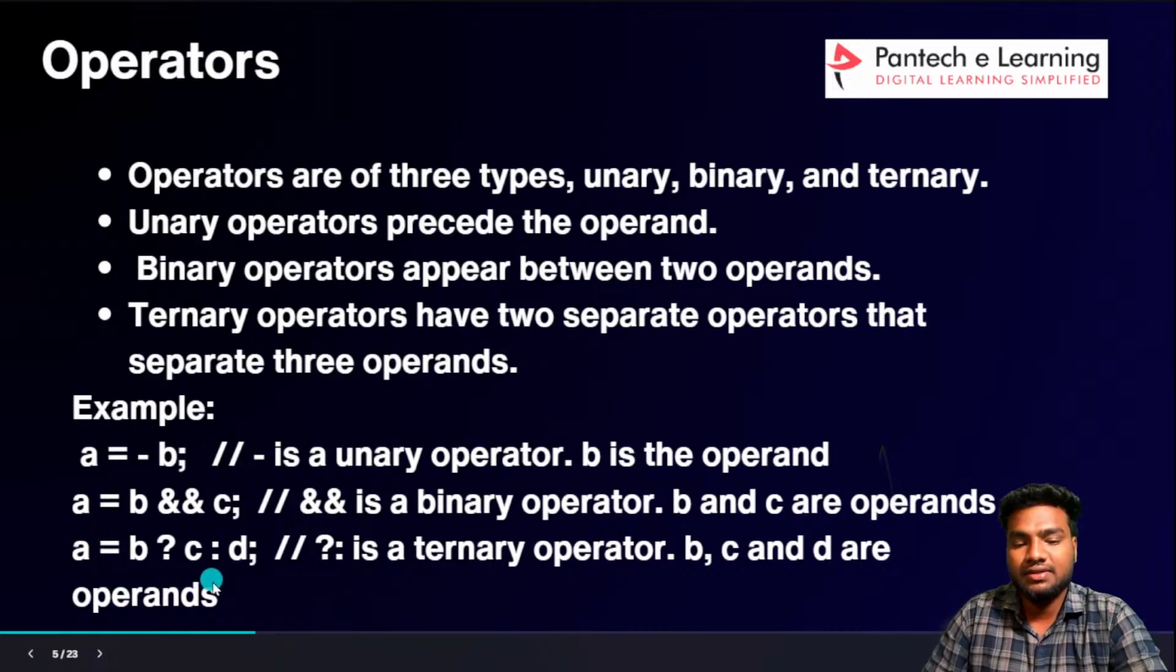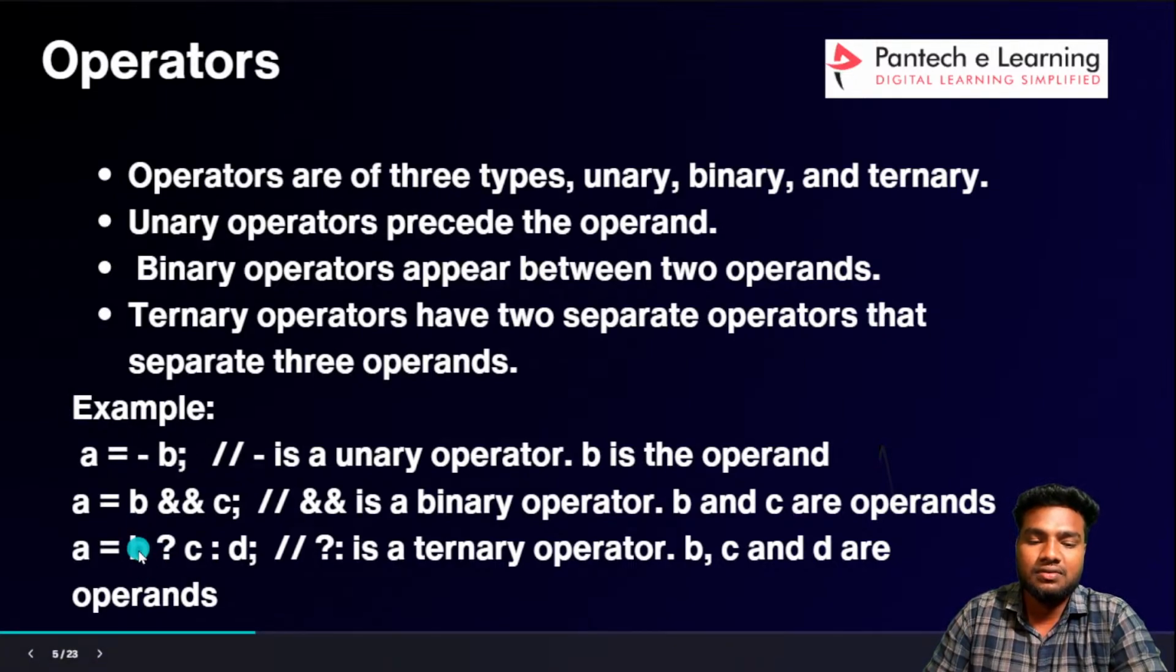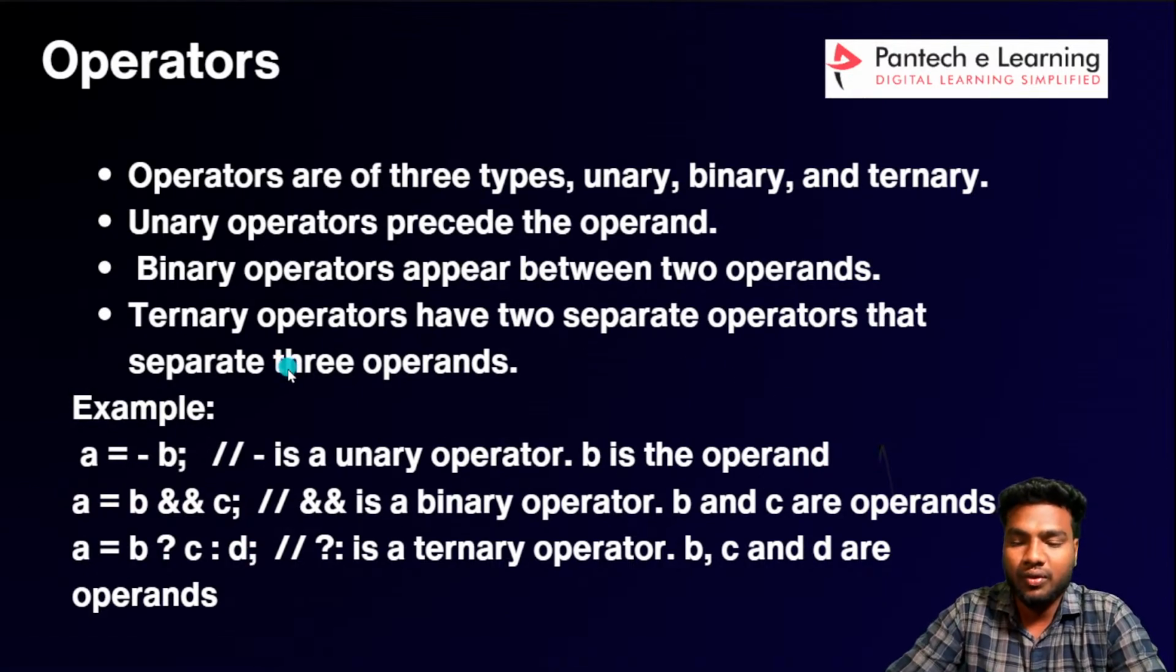So the condition is B. Here we can write some condition, like if B equal to A, or if B equal to 1. If B is true, it will choose C, and if B is 0 or false, it will choose D. So this is the operation of the ternary operator. We can see it while writing the code, and it is easy to understand.